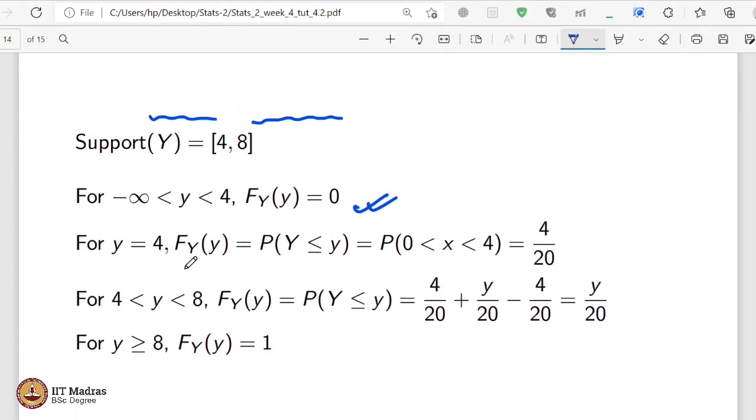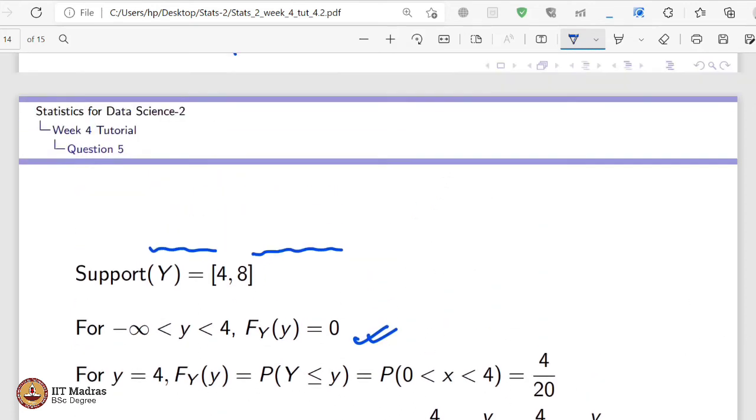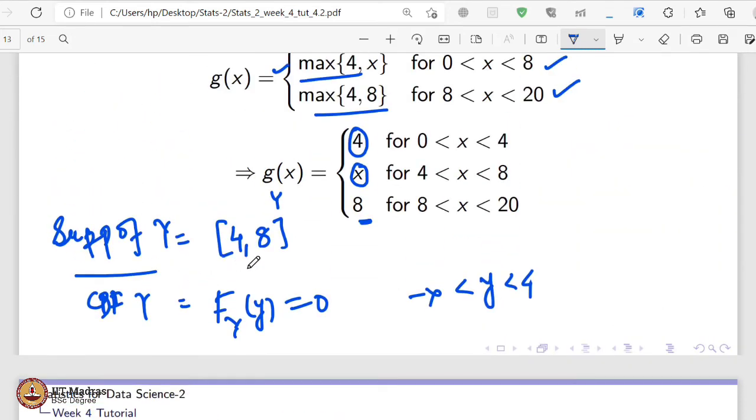So at y equals 4, we'll go with the basic approach. Why are we going with the basic approach? Because we can't use the formula. We can't use the formula because from 4 to 8, the function is not monotonic. The value was constant, the value was 4, and then there is a sharp change, right? So when there is a sharp change in the value, at that sharp change we can't differentiate this function, right?